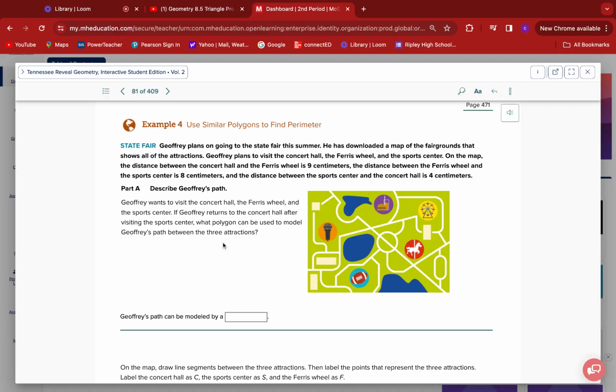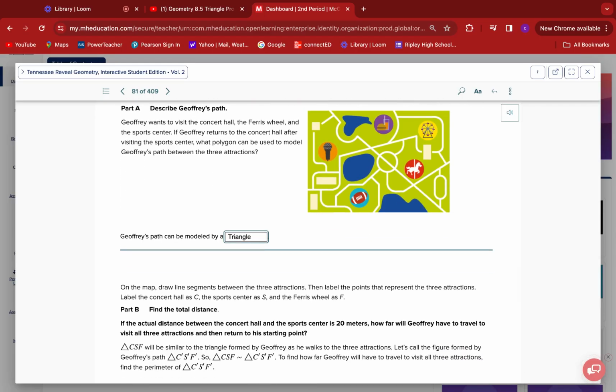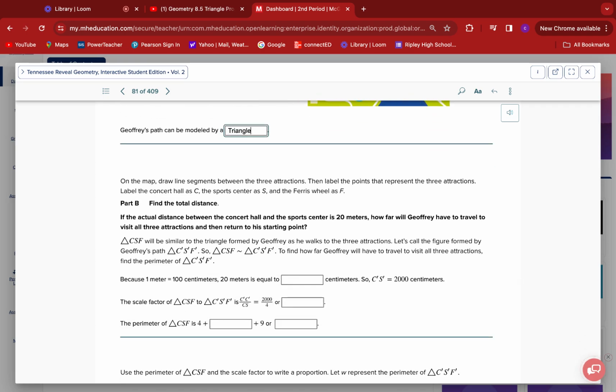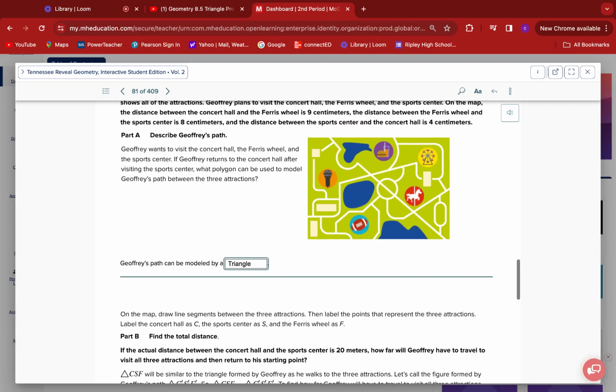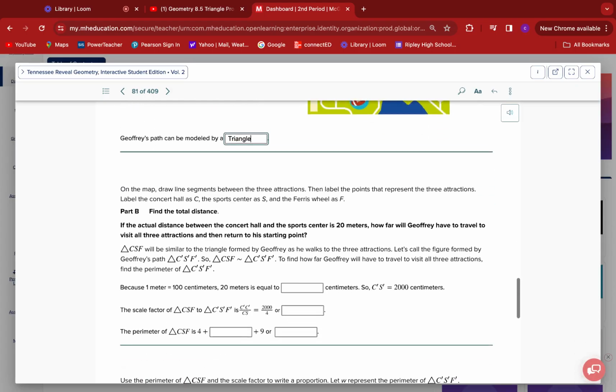All right, so what polygon can we use to model? That would be a triangle, because there's 3 of them. 9, 8, 4 centimeters. So we're talking about similar figures, because obviously the map is a scaled drawing of an actual place, the state fairgrounds. So let's see, we're looking at similar figures.